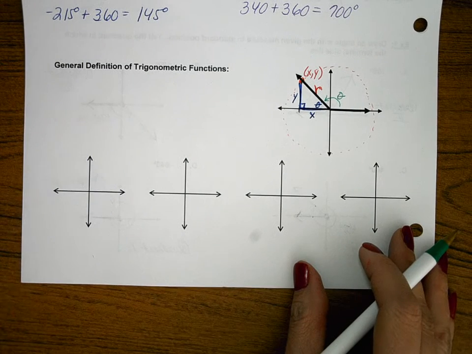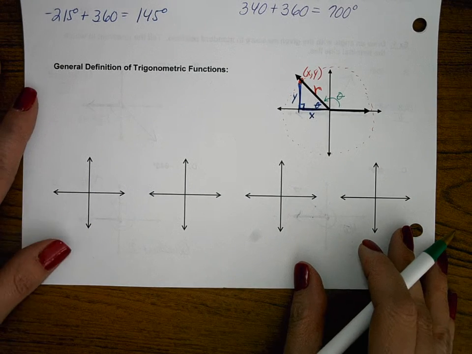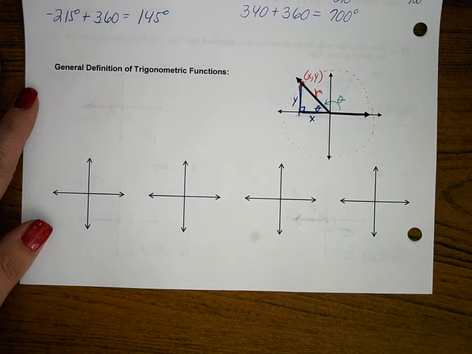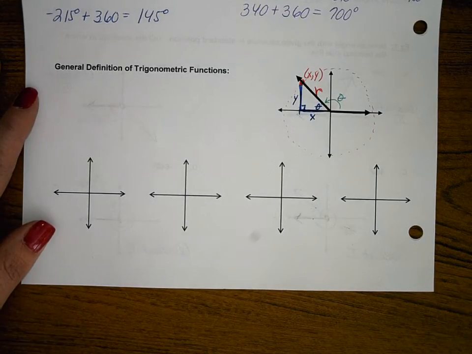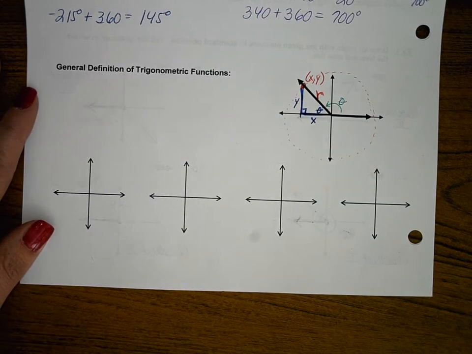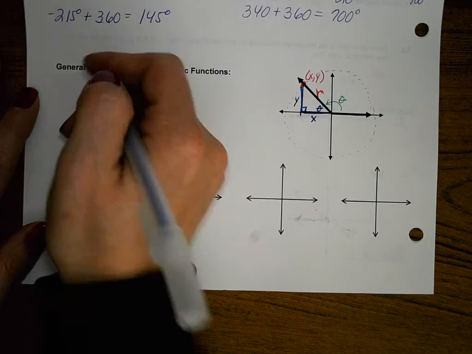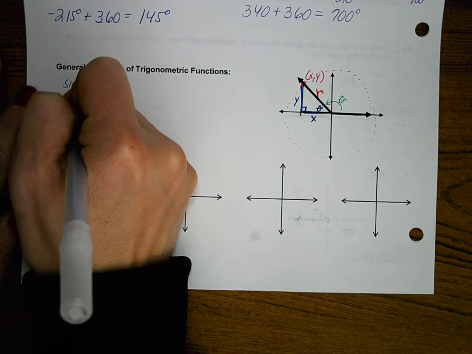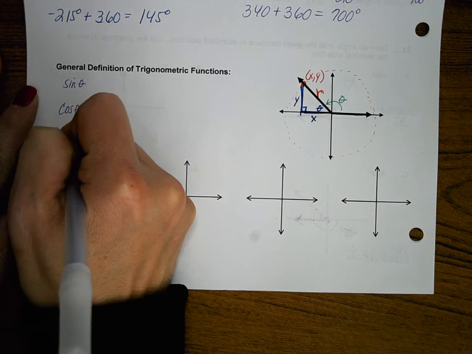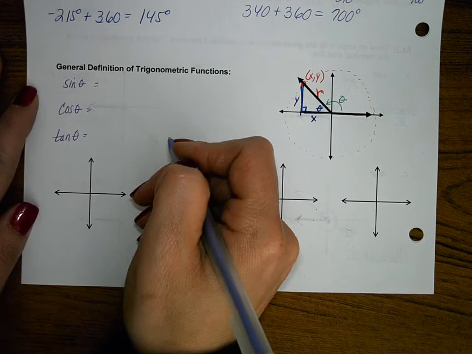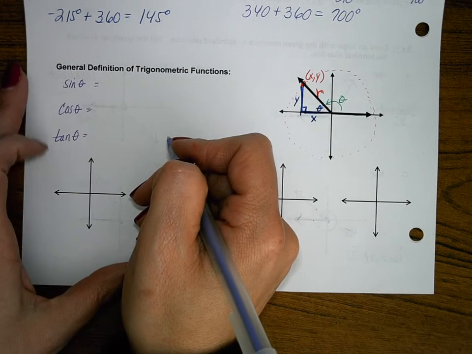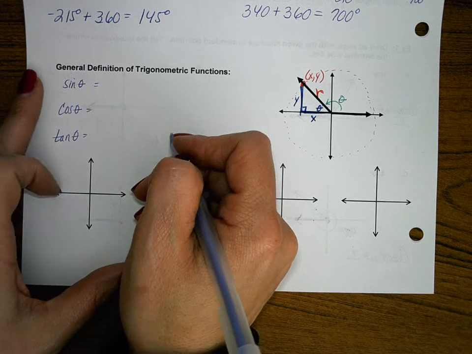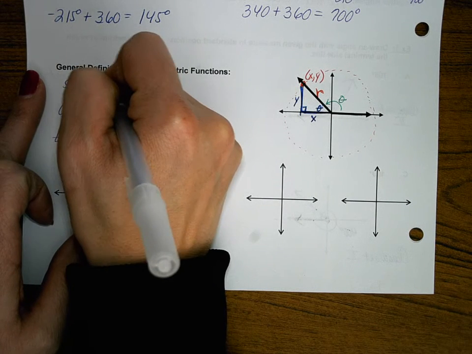Okay, now, let's go back to our trig functions. What are the 3 big ones? What are our 3 trig functions? Sine, cosine, and tangent. Okay? All right, now, think about this. How do we find sine? Opposite over hypotenuse. Okay? We're in this triangle.